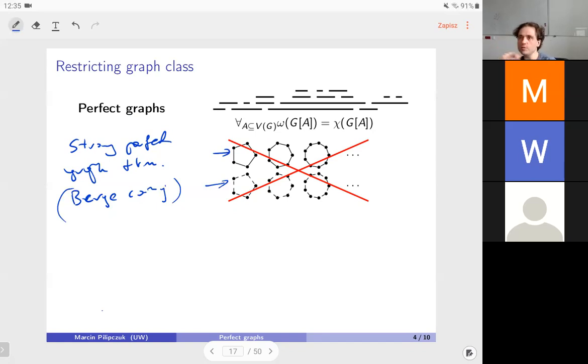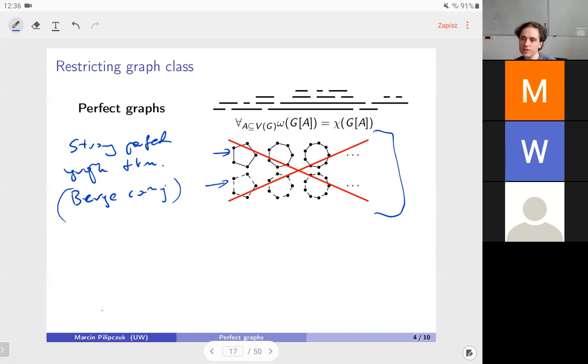Okay, there's also a weak one. We'll discuss it tomorrow. So one observation comes into place. These are the minimal guys. Let's assume that we know that this family is closed under taking complements. We have got an odd cycle and the complement of an odd cycle.